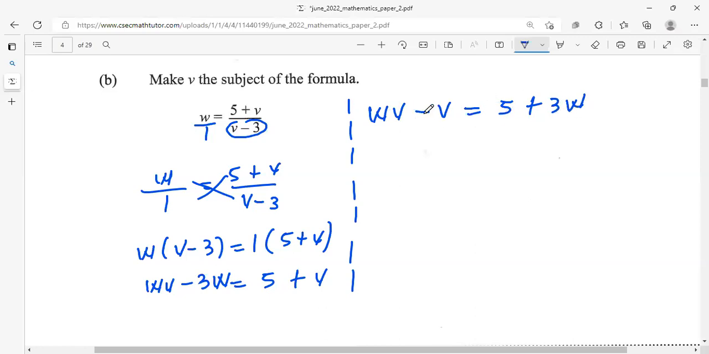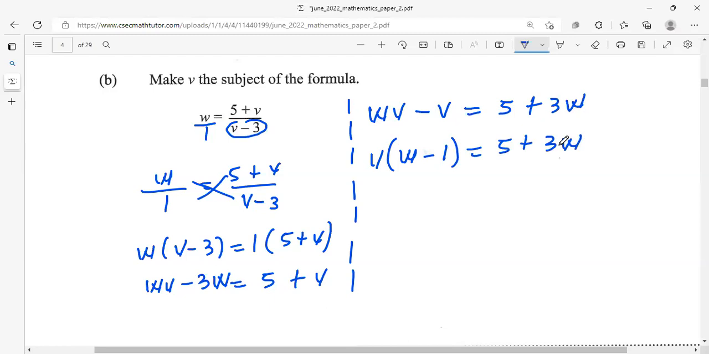So what I'm going to do here is look for the common factor. Common factor here would be V. So I say V, open bracket, V goes into WV, WV divided by V. What is left? W. W, good. Now, V goes into V will give me what? 1. It's equal to 5 plus 3W.